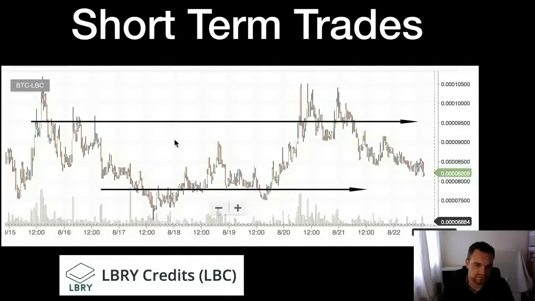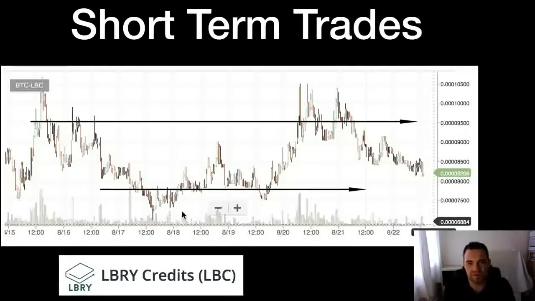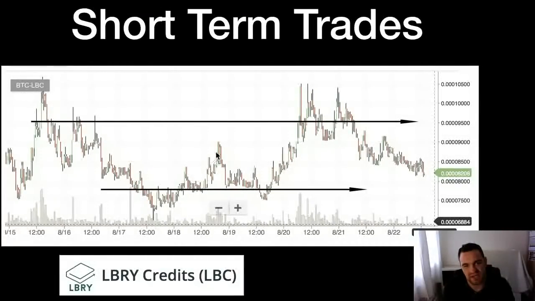So I'm about here. I start looking at library credits. I see the trade go up. I see it come back down again. I already know that there's another resistance point here, and then we've got another one here. So I set my trade here. What happens is it triggers the trade.